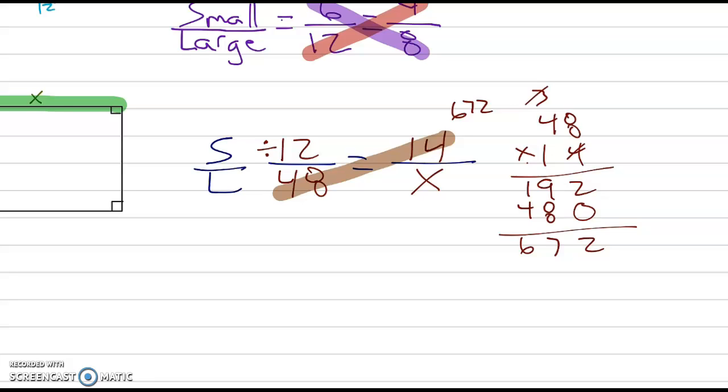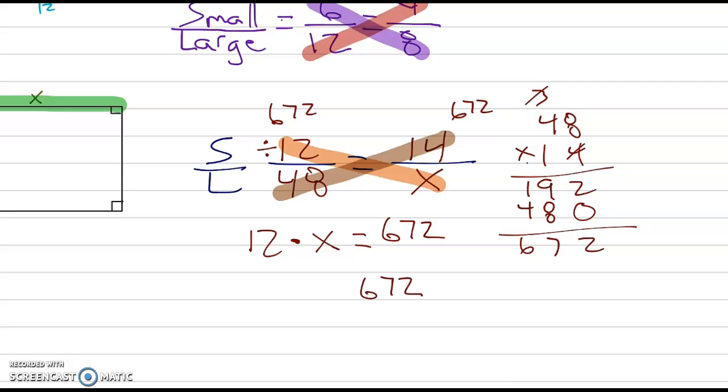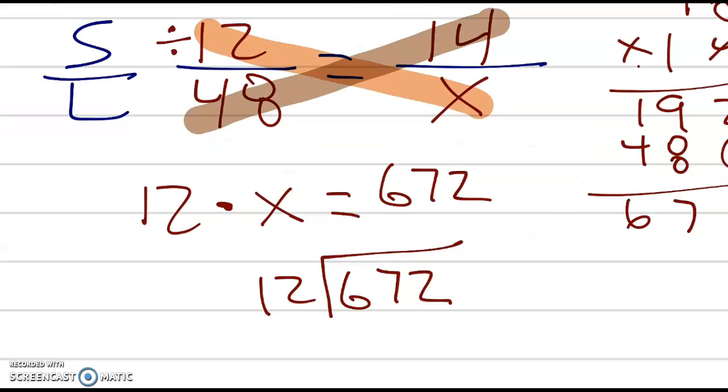So a little refreshment from last week. Remember, what does x times 12 have to equal? It has to equal 672. So 12 times x equals 672. Think back to your fact families from elementary school: 12 times x equals 672. That means 672 divided by x equals 12. Or, easier, 672 divided by 12 equals x. I know that 12 times 4 is 48, so 12 times 5 is 60. So it's going to go in there 5 times.